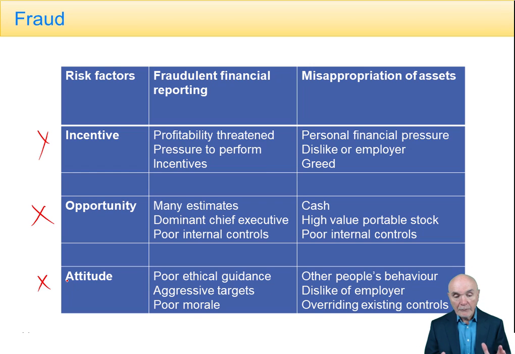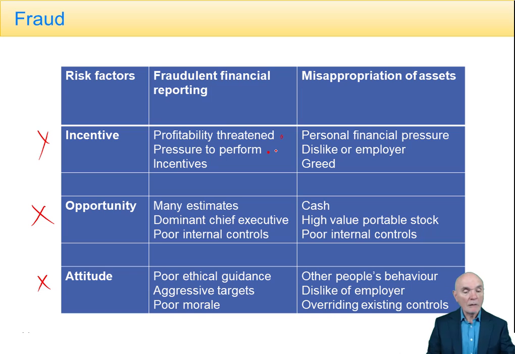Some examples here of where these three factors might come in: fraudulent financial reporting and the misappropriation of assets. We'll just look at some of these here. Under fraudulent financial reporting, profitability is threatened. And of course, if profitability is threatened, share prices might go down, there'll be disquiet amongst the shareholders, the directors may feel that their jobs are at risk, pressure to perform from some area.